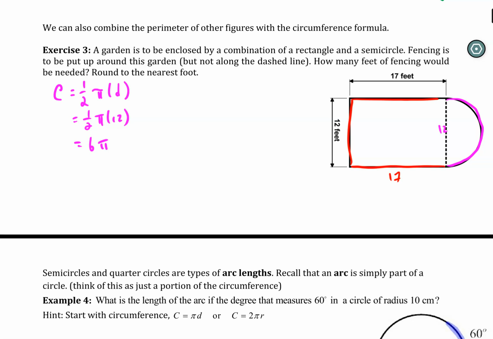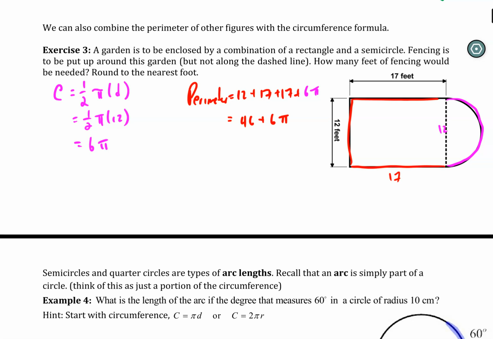Again, I'm going to leave this in terms of pi until I plug it in at the very, very end. I don't want to be carrying around decimals if I don't have to be. All right, so perimeter is going to equal, we said we're going to add up all three sides. So that's 12 plus 17 plus 17 plus the 6 pi that we just found. So if I add this all up, I get 46 plus 6 pi.